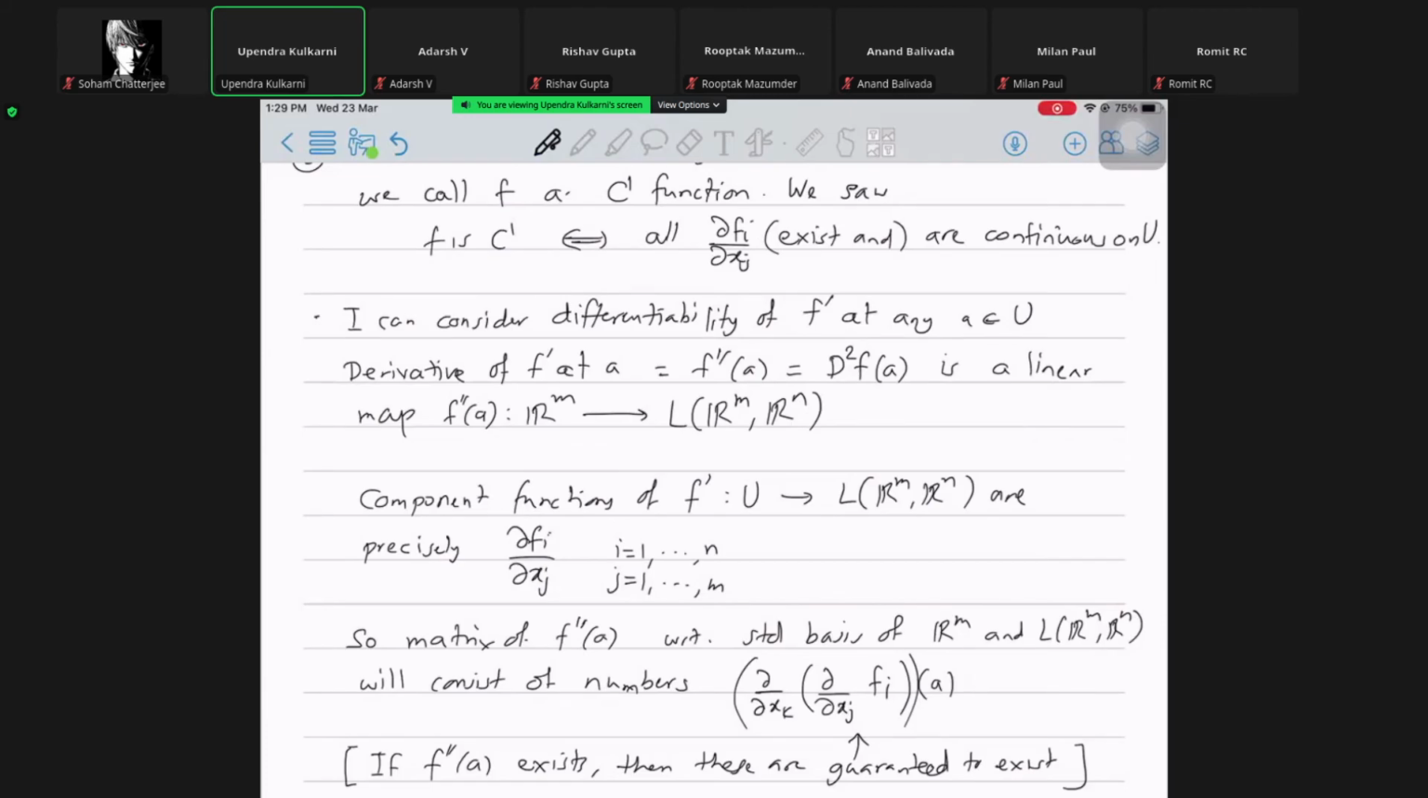Suppose n is equal to 1. That is, it's just a real valued function of m variables. Then what is going to be the size of the matrix of f double prime? So it's an m by m matrix. Yeah, it's a square matrix, m by m matrix, right?